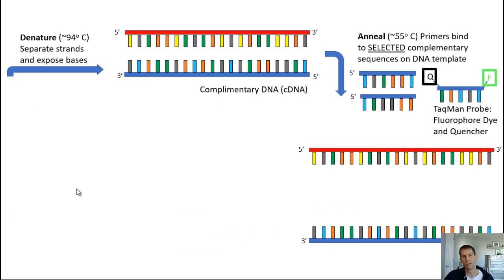Once we have that complementary DNA strand, once we've formed our duplex, we need to denature that strand or separate that strand out so that we can jump back into the PCR cycle and anneal our primers to selected complementary sequences of the DNA template.